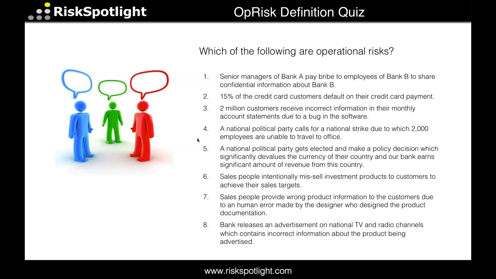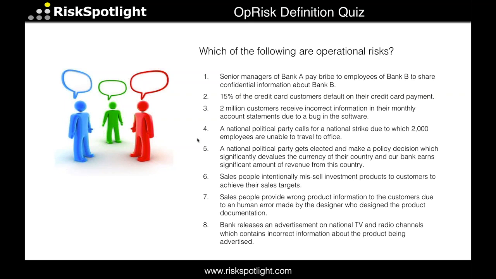Thank you. Okay, what about the second one? 15% of credit card customers default on their credit card payment? No. Okay, yeah, because it doesn't fall into the process. Nothing is wrong with the process, nothing is wrong with the people or systems, so it's not associated with those uncertainties we talked about. It would be more an example of a credit risk, where we've given some credit and taken the risk that some of the customers may not be able to pay. So it's definitely not an operational risk. It is an example of a credit risk.